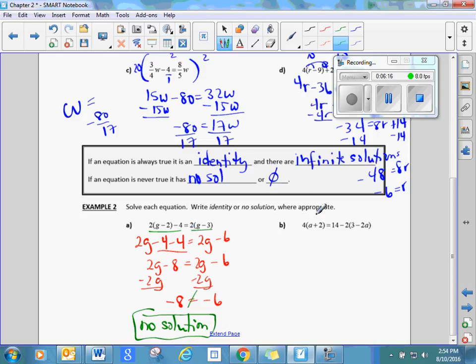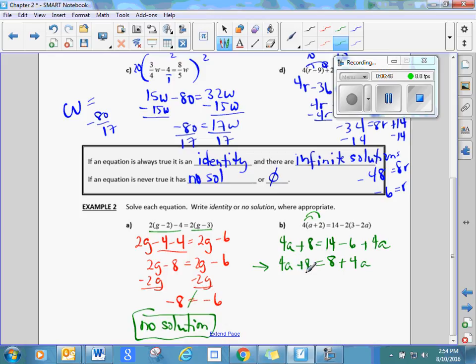Let me give you an example of the identity. Again, we're going to distribute. We end up with 4a plus 8 equals 14 minus 6 plus 4a. Be careful when you're distributing. Watch your signs. So we're going to combine our like terms. 14 minus 6 is 8 plus 4a. And over here we have 4a plus 8. You can notice at this point right here that you have the exact same thing on both sides of the equal sign.